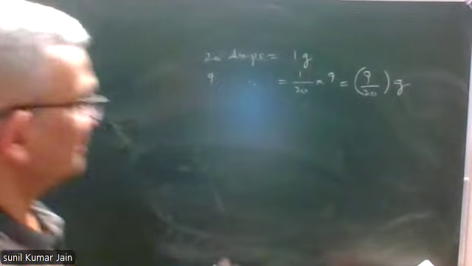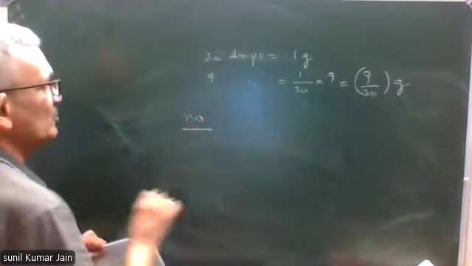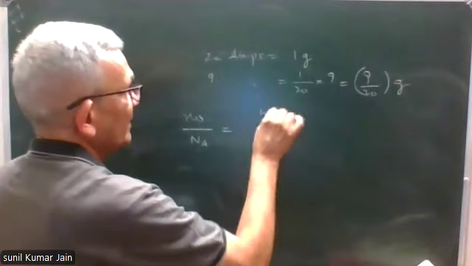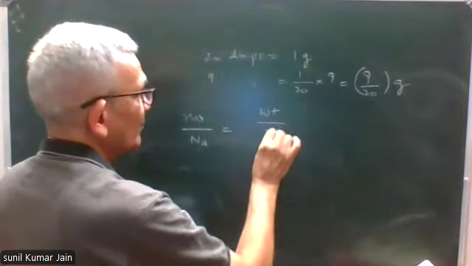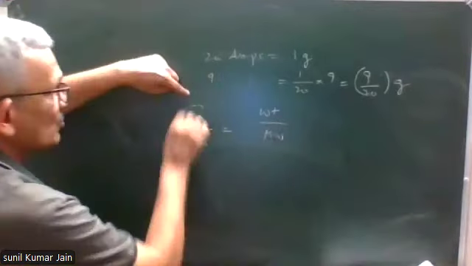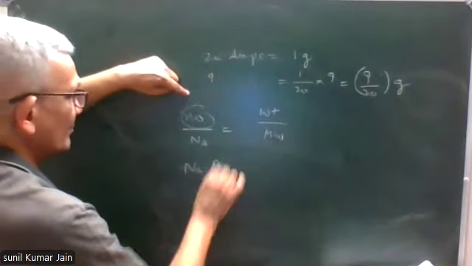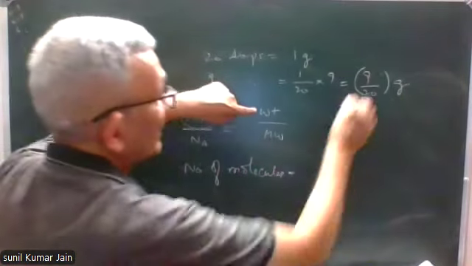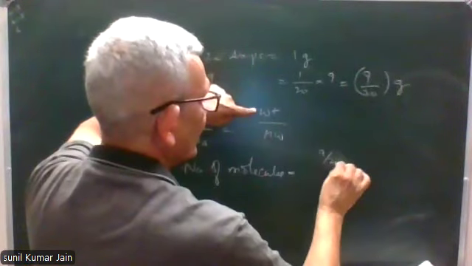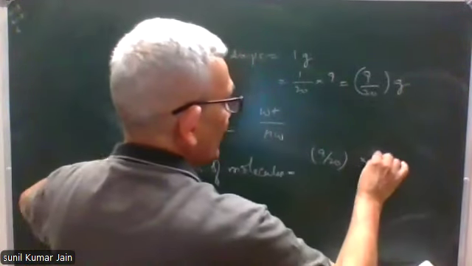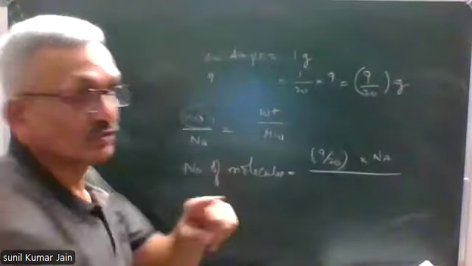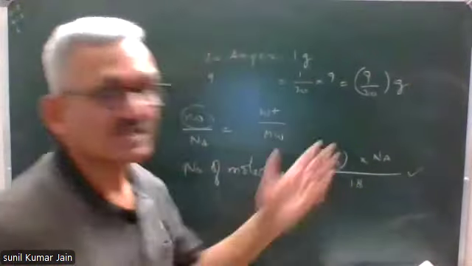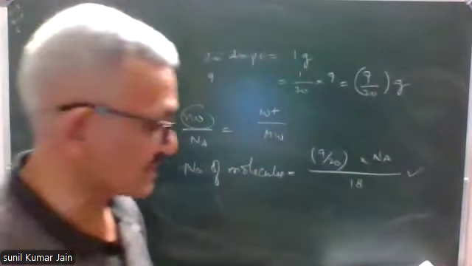Now we'll use the mole concept. We have to calculate number of molecules divided by Avogadro's number is equal to weight divided by molecular weight of water. So this number of molecules will be weight, which is 9 by 20, multiplied by Avogadro's number, I'm writing Na, you know what is the value, divided by molecular weight of water, which is 18. Substitute, multiply, divide, and you'll get the answer.